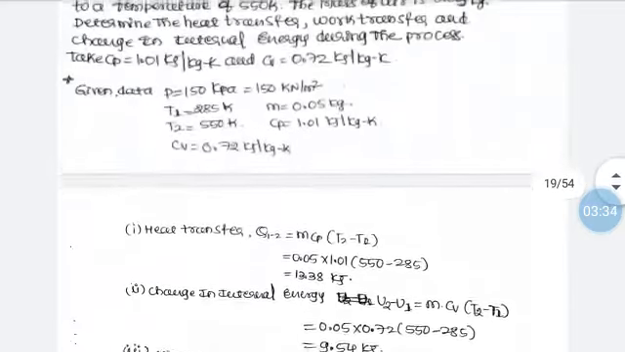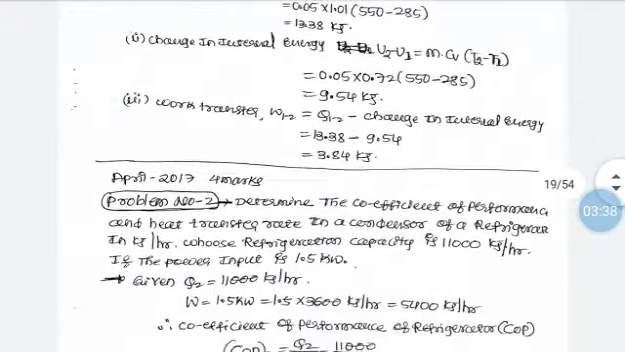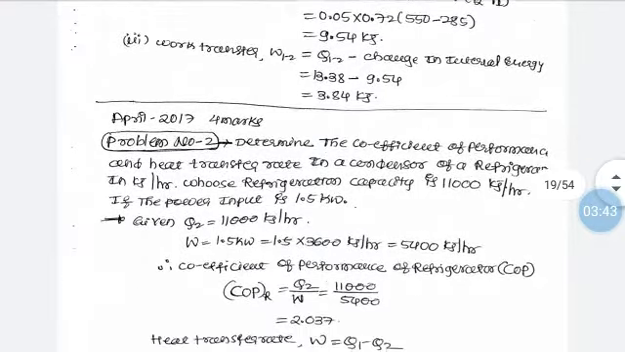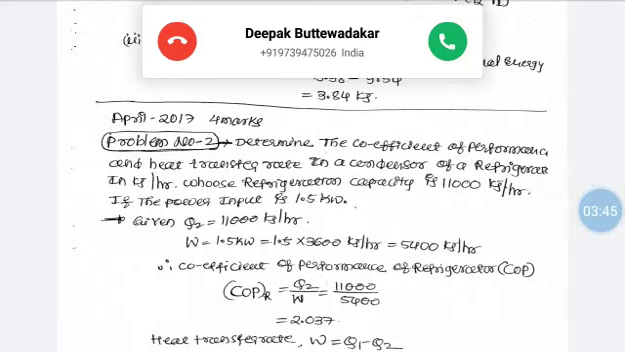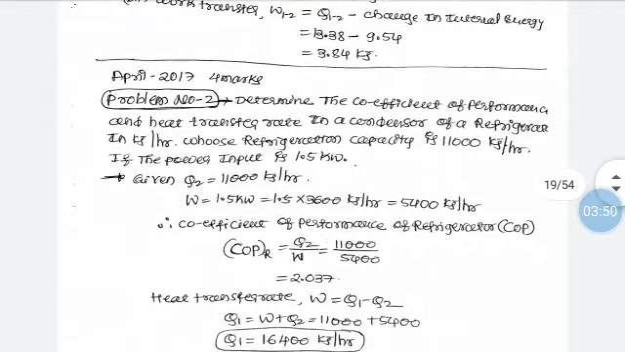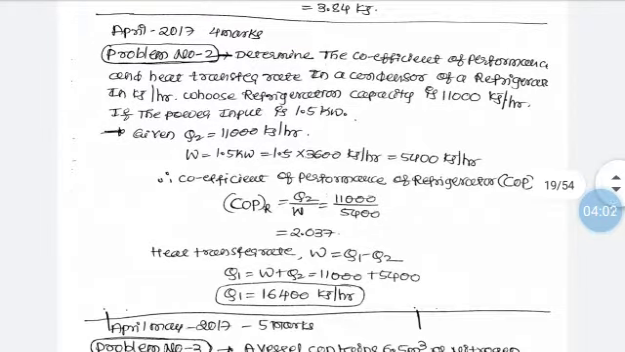Next, one more question. This is also an April May 2017 question, with the split of 4 marks. It asks: determine the coefficient of performance and heat transfer rate in the condenser of a refrigerator in kilojoule per hour, whose refrigeration capacity is 11,000 kilojoule per hour, if the power input is 1.5 kilowatt. So here we have to find the coefficient of performance.